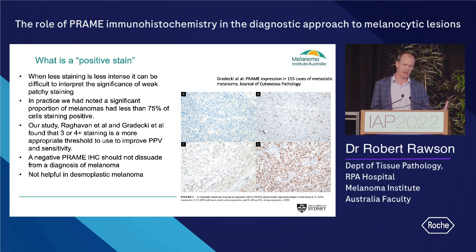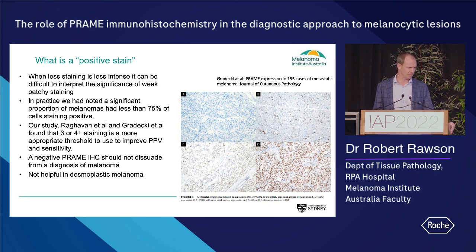And over my anecdotal practice, I was noting that more than what Klaus was saying were staining in that manner. They were staining in that sort of heterogeneous pattern in around 50 to 75% of cells, and D was only happening in around half the melanomas I was seeing. So we looked at this.